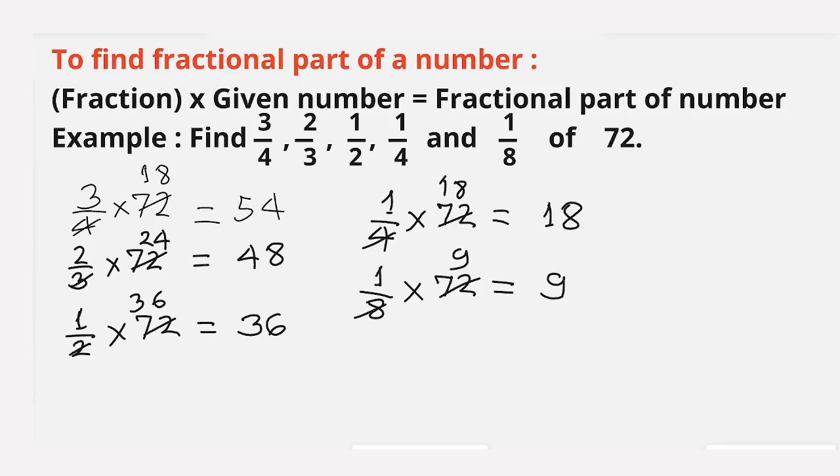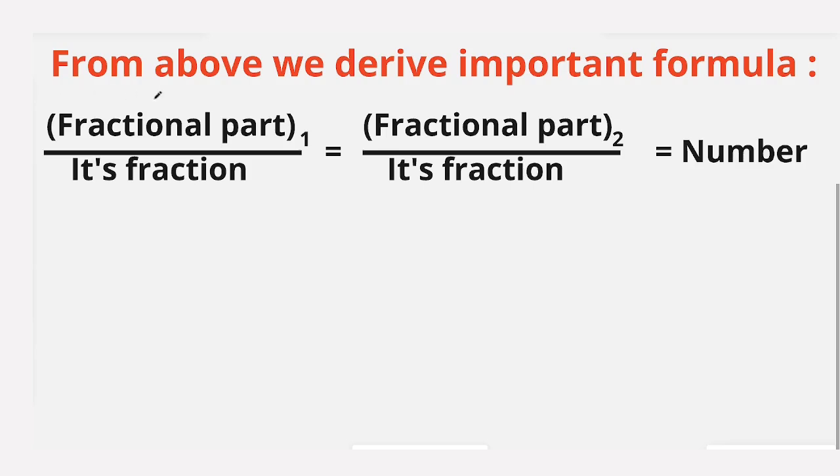From here, we derive a formula. So I am writing the formula which we derived from this example. From above, we derive an important formula, and the formula is: fractional part 1 upon its fraction equals fractional part 2 upon its fraction equals the number. So this number is fixed.